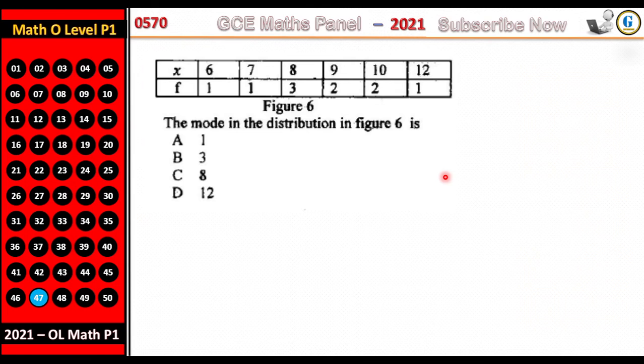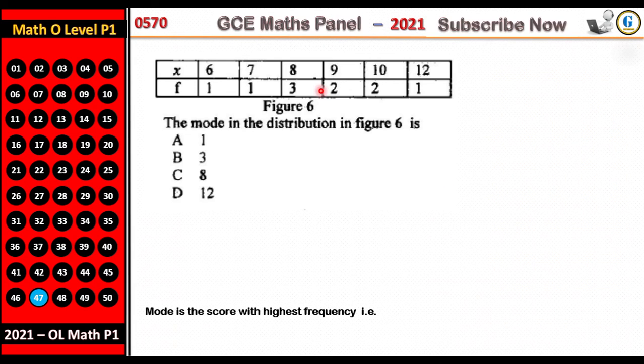47. The mode of this distribution: the mode is the score with highest frequency. So these are the scores here, you have 6, 7, up to 12. Which one has the highest frequency? These are the frequencies. The highest frequency here is 3. 8 has the highest frequency. So the mode is 8.